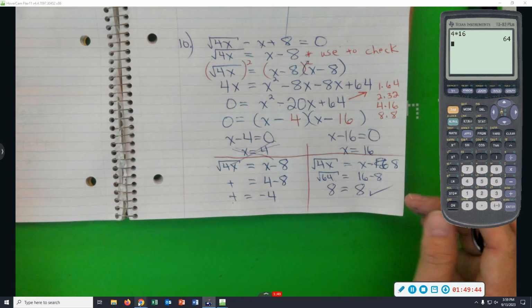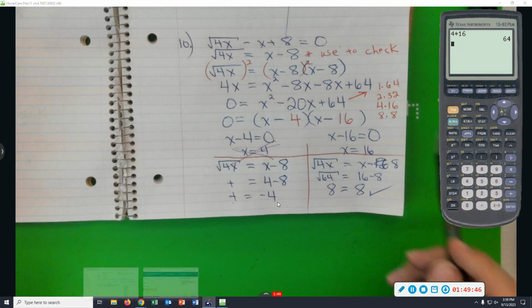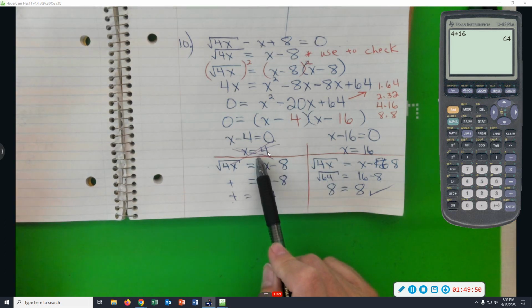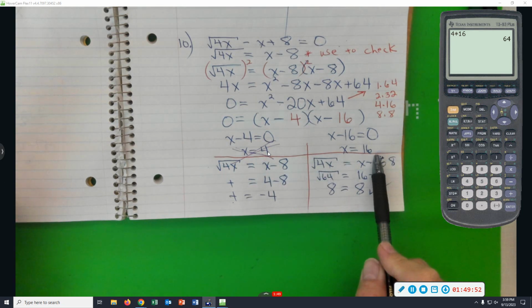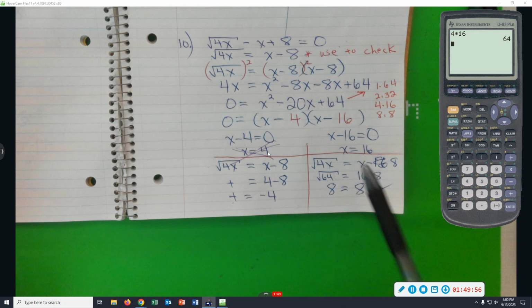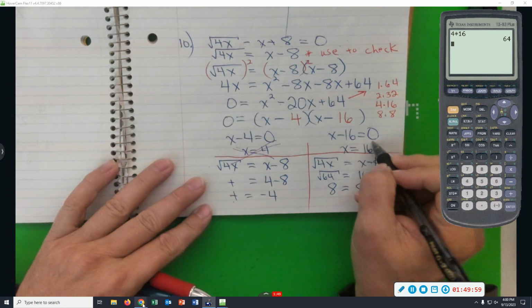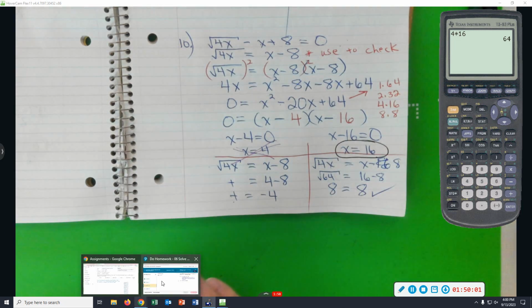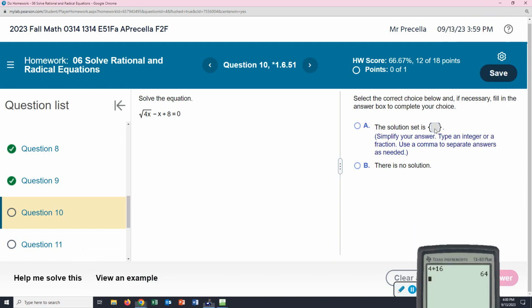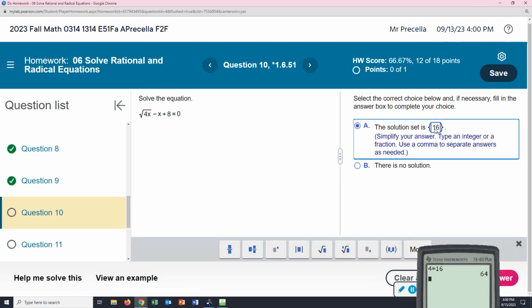So if this were a test and you were running out of time, and you knew 4 wasn't going to work, what should you think is going to happen with 16? What do you think probably is going to happen? It's going to check, okay? So 16 checks, 4 doesn't. Okay, plug it in. Oh, let me do that. 16 checks.